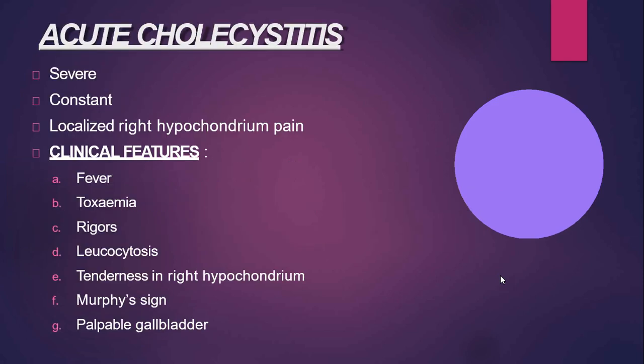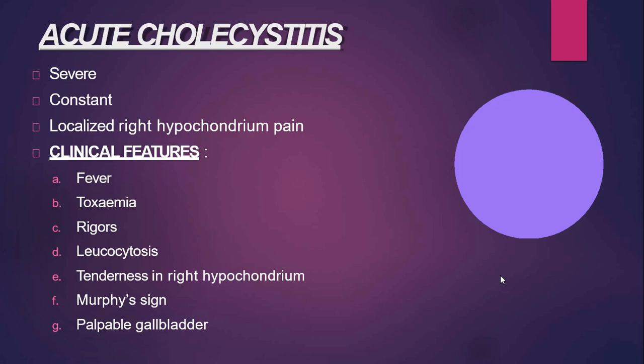The pain episode may resolve when the stone is passed into the common bile duct or when the stone falls back into the gallbladder itself. Now, acute cholecystitis: severe constant pain, localized in the right hypochondrium. The patient may have fever, toxemia, rigors, leukocytosis, tenderness in the right hypochondrium, Murphy sign, palpable gallbladder. Now, what is Murphy sign?